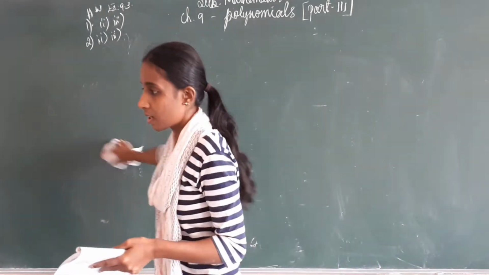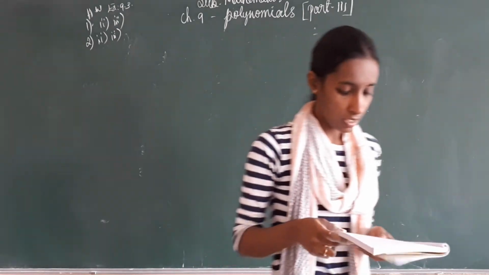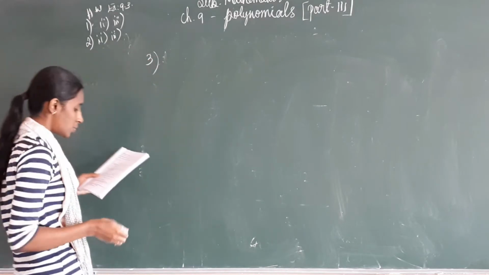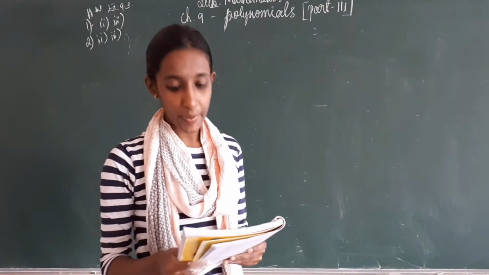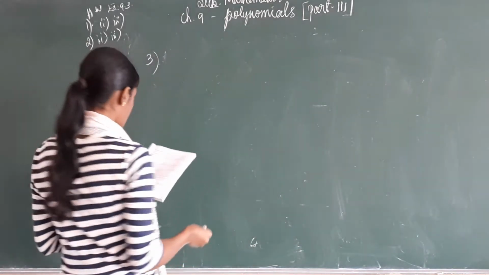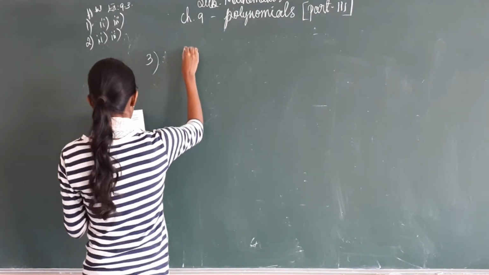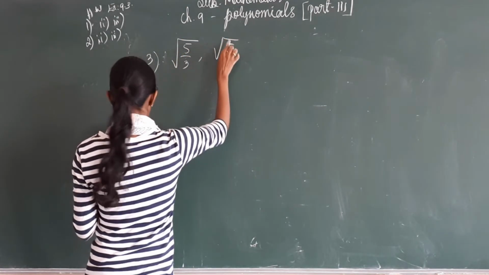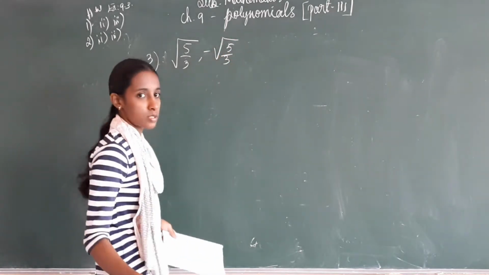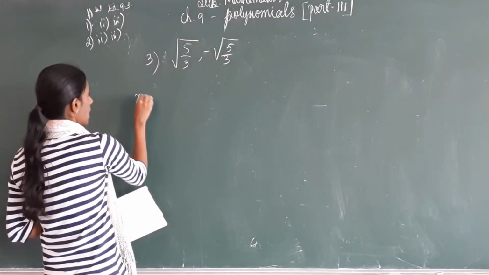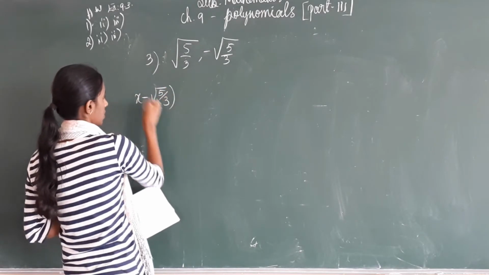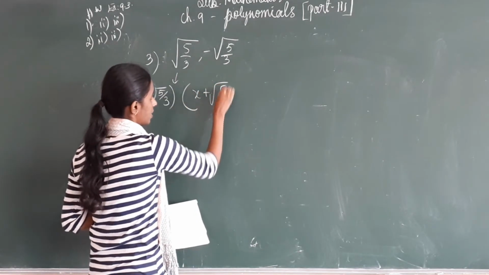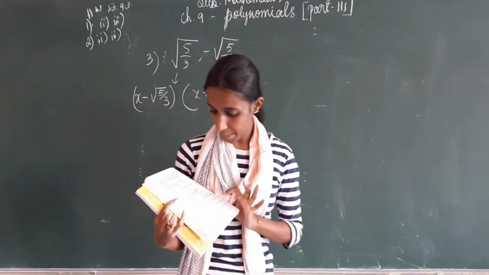If you have any doubts, you can clarify them in the Zoom sessions or ask me personally. The third question is similar to the example problem that I have done, example 9. Obtain all zeros of 3x^4... The two zeros are root 5 by 3 and minus root 5 by 3. So x minus root 5 by 3 is one factor and x plus root 5 by 3 is the other one. Isn't it? It is similar to your example 9.